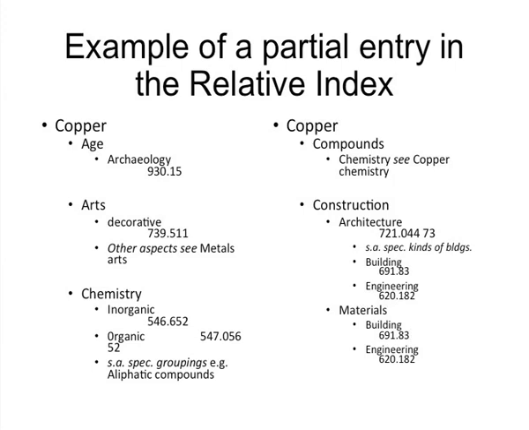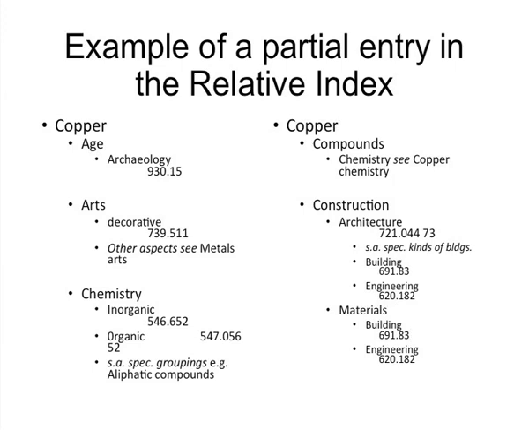The copper heading is subdivided by different aspects of copper, such as copper age. The subject copper has been divided by historical aspect: archaeology, copper age, archaeology. These are subheadings of copper, and its number in the schedule is 930.15. Similarly, another subheading of copper is copper arts, which has further been subdivided into decorative copper art. The class number of this particular subject is 739.511 in the schedule. For the other aspects of copper arts, the classifier is directed to go and see under the heading metals arts.